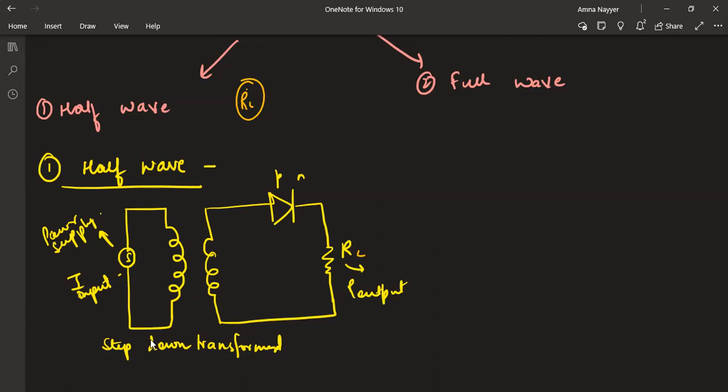It works on the step down transformer principle. Now see, there is only one diode. So when it induces, suppose it induces positive charges. Let's say higher potential is there. So P is connected to positive, so it will conduct. Just a second, let me draw the graph.